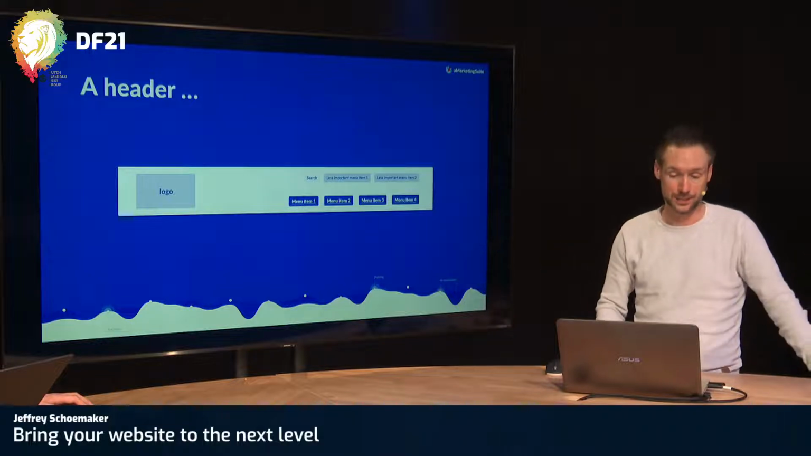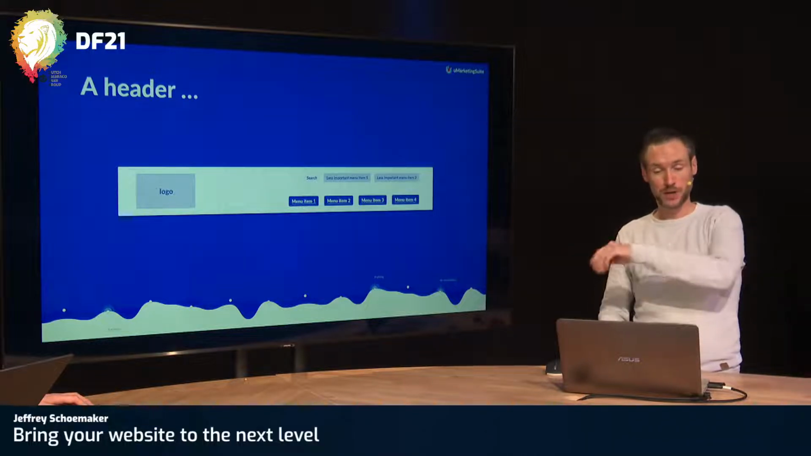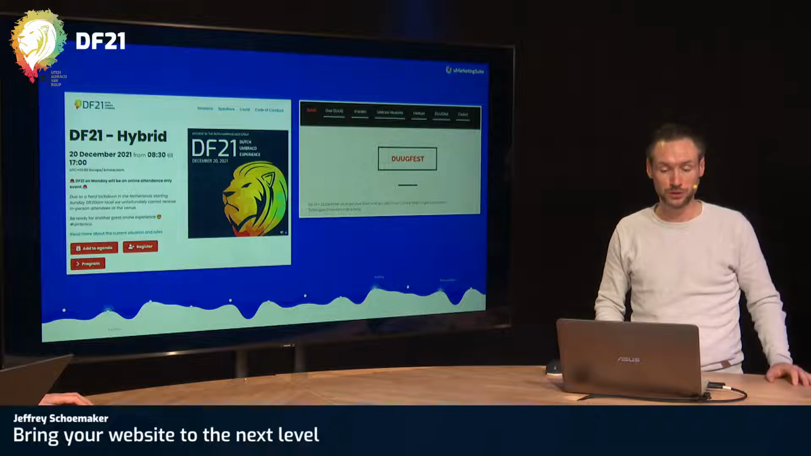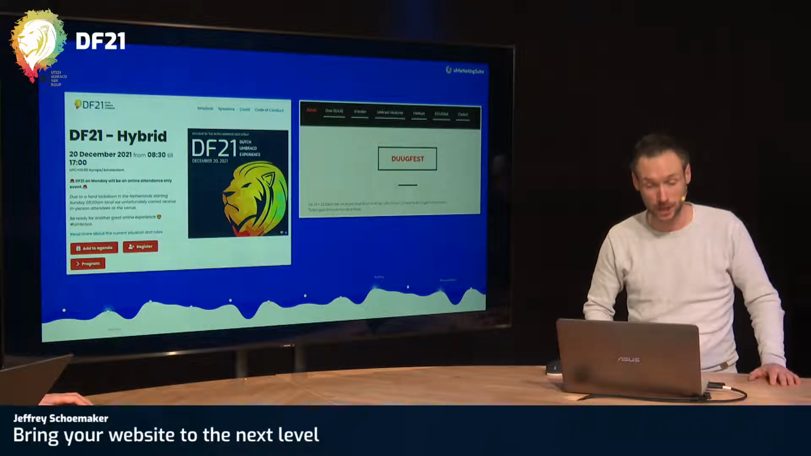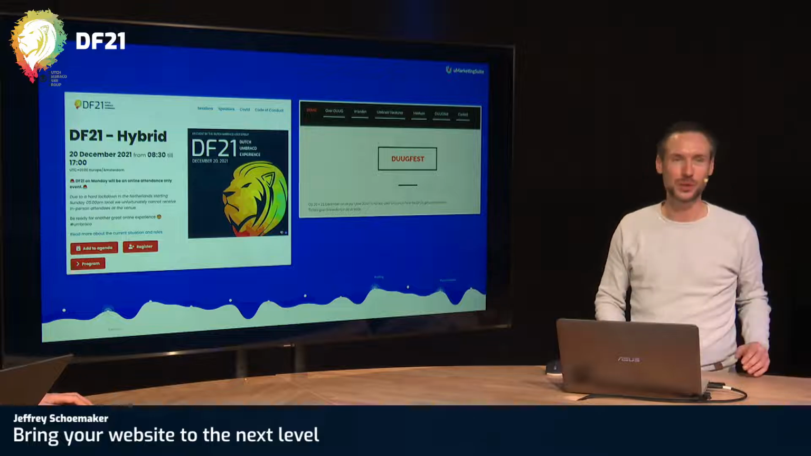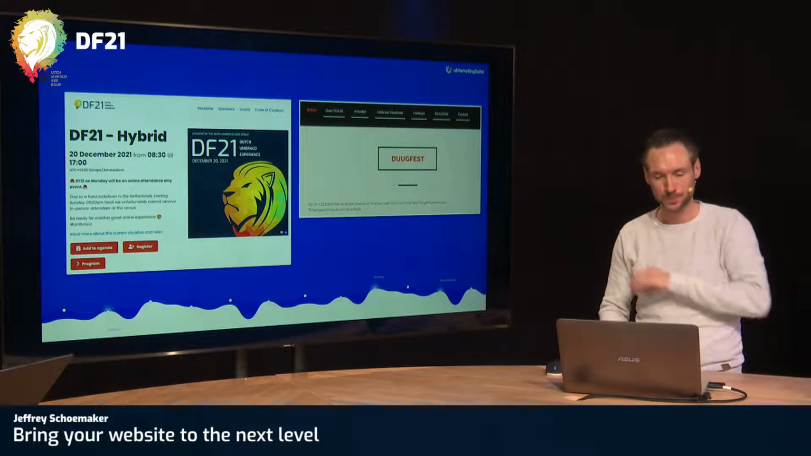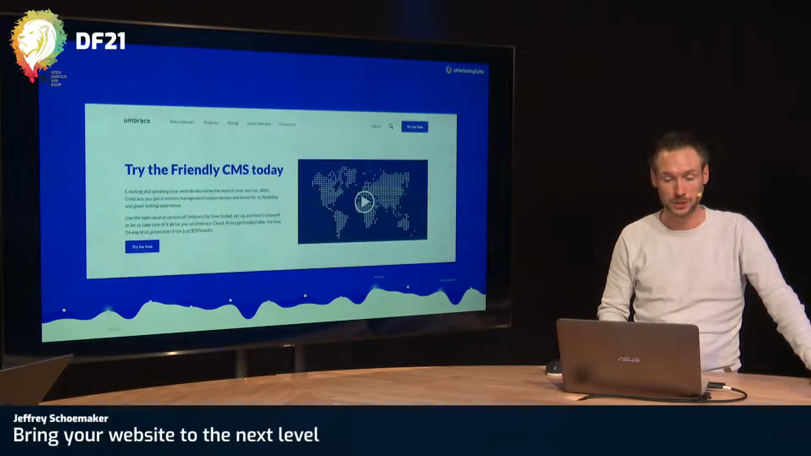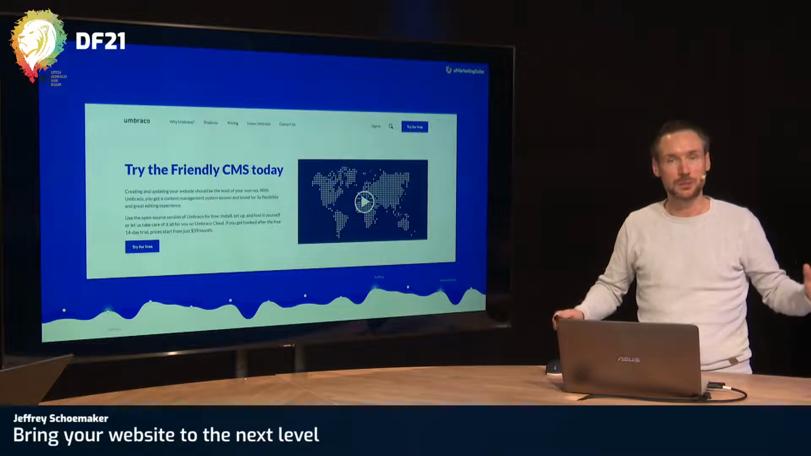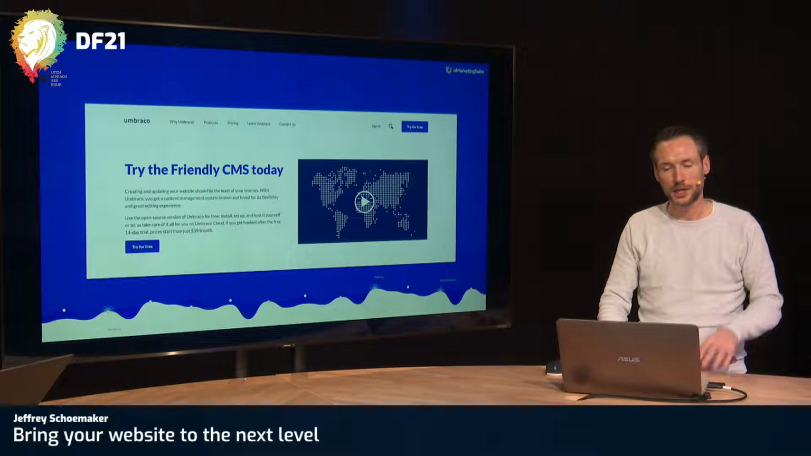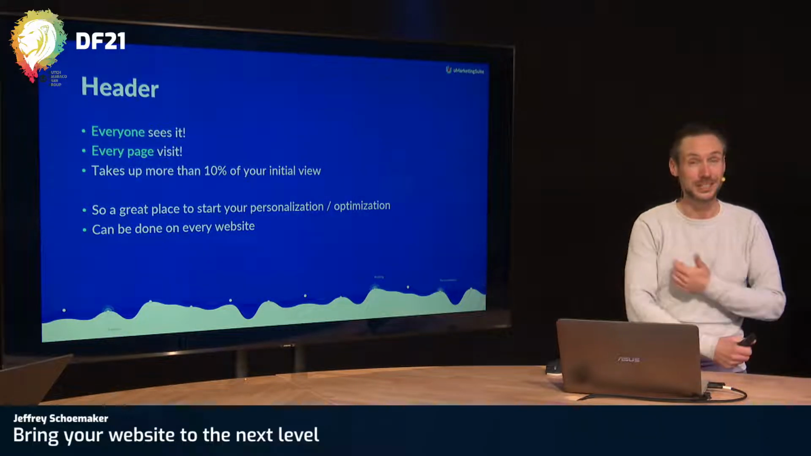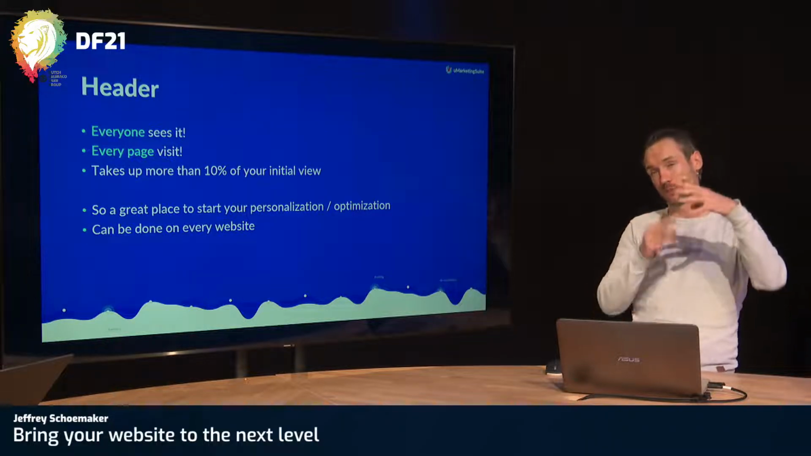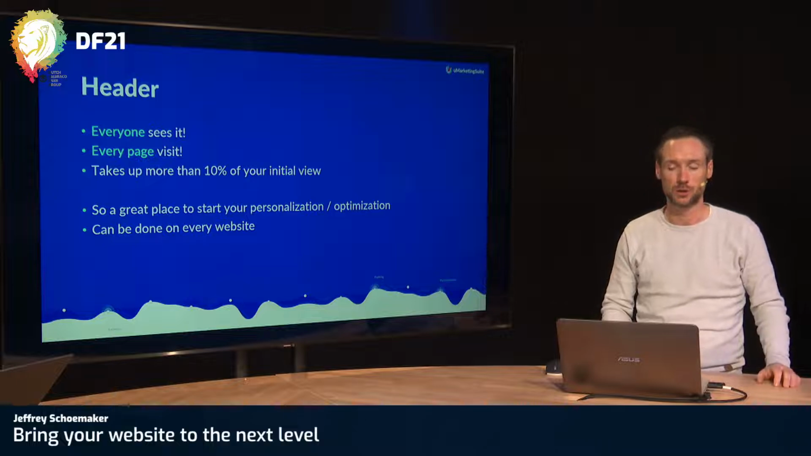And the header always looks like this. A logo, menu items, and less important menu items. And if you don't believe me, a few examples. If you go to DuurFest, which is, by the way, a fantastic design, or the DF21 website, you see a logo over there and a menu. If you go to the ulMarketing Suite, you see the logo, you see the menu, and you see the less important menu items. And also, if you go to Umbraco.com, the same is true. So that is a great way to start optimizing your website because everyone sees it. Everybody sees the header on every page visit, and probably it's 10% or more of your view of your website.